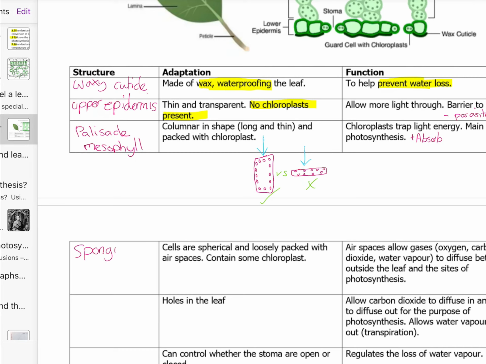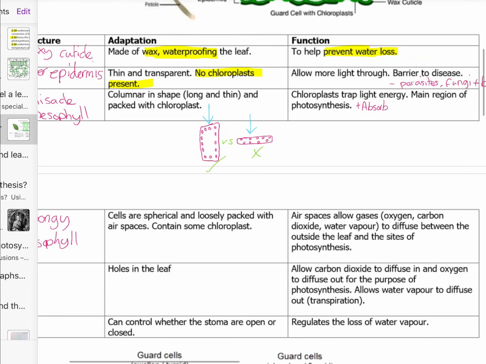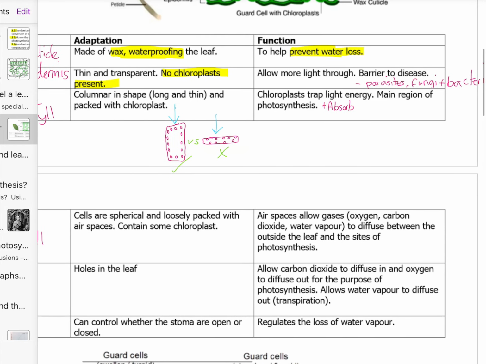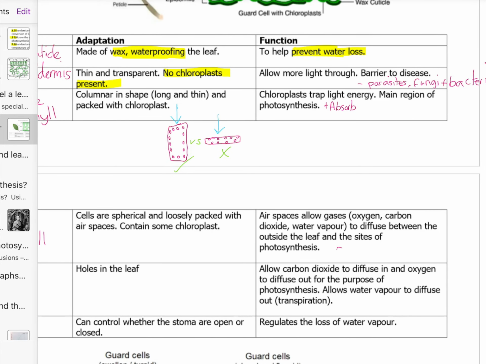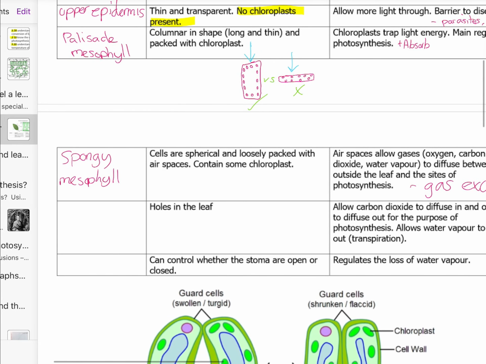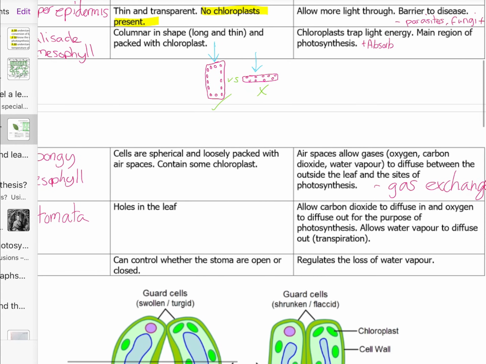Next one down then we've got the spongy mesophyll, where cells do still contain chloroplasts, less so than in the palisade mesophyll, and the cells do tend to be more spherical, less rectangular. They're much looser packed, and they do contain air spaces, which does allow gases such as oxygen, carbon dioxide and water vapor to easily diffuse between the outside of the leaf and the inside of the leaf. So that would be an example then of gas exchange.